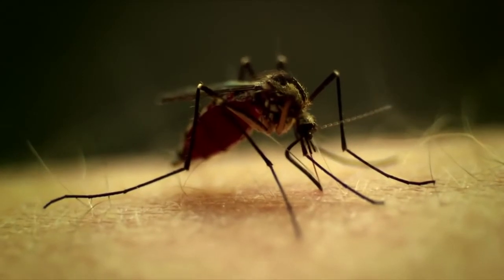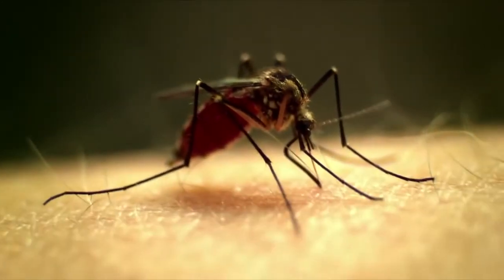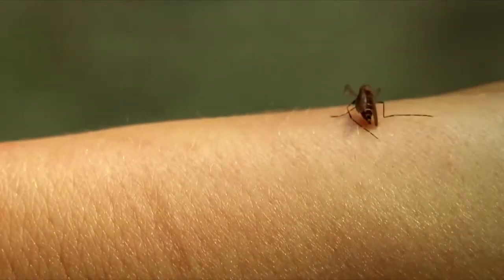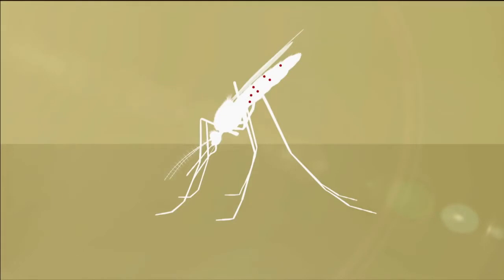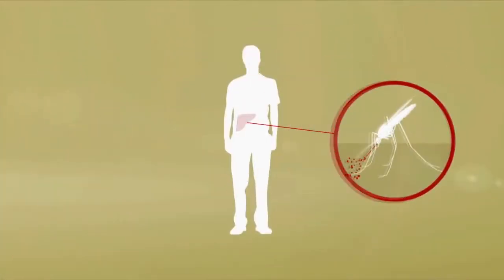Mosquito saliva contains substances that relieve the bite and thin the victim's blood. They are the cause of severe itching after a bite. Mosquitoes are carriers of many dangerous diseases, including malaria, hepatitis, yellow fever, and encephalitis.